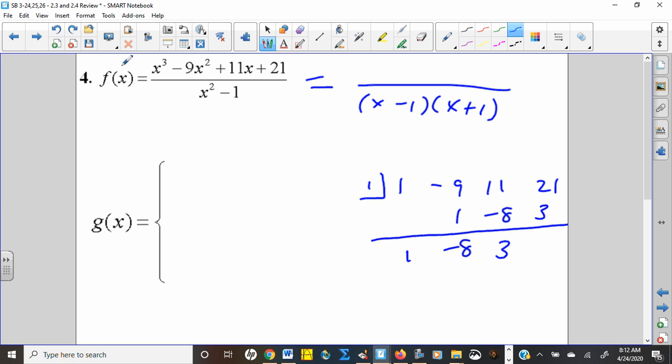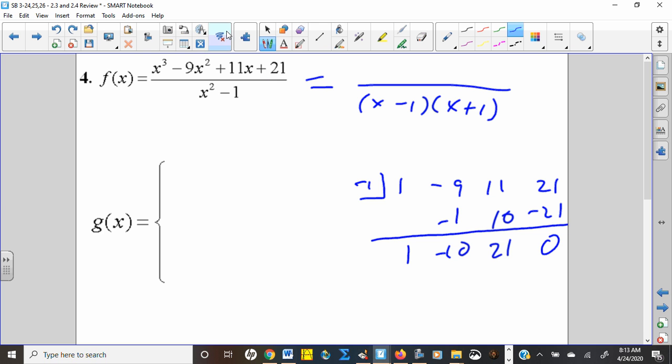So let's try -1. Multiply, add, multiply, add, multiply, add, multiply. There we go. So it was -1 again after all.